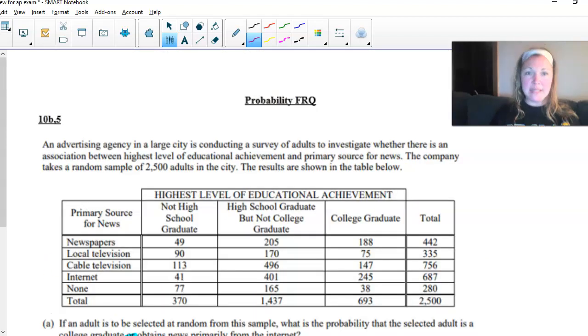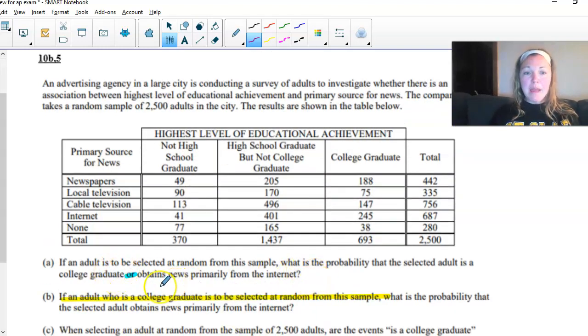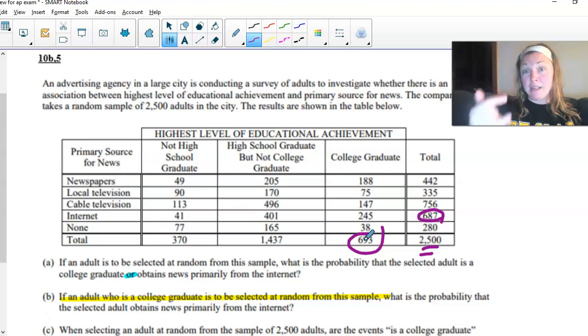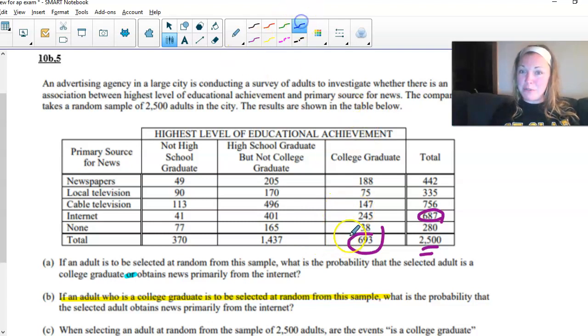All right, again, what is the question asking? We're cruising. Here's some probability. Here, what I did is I just said or, okay? So it's talking about what's the probability that an adult is a college graduate or gets their news from the internet. College graduate is 693 out of 2,500 plus from the internet, 687 out of 2,500, okay? Then you have to ask yourself, can they be both, right? That's that addition rule. It's in your formula sheet. Can they be both? If they can be both, that's right here. You need to subtract that out, okay? So 693 out of 2,500 plus 687 out of 2,500 minus both, okay? They are not mutually exclusive. Mutually exclusive means they can't happen at the same time.